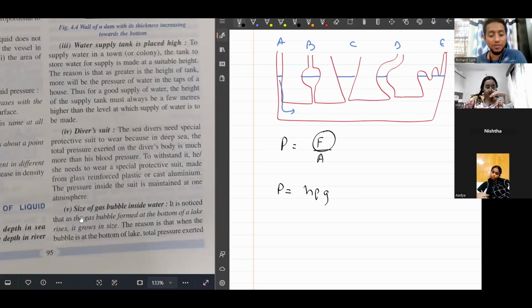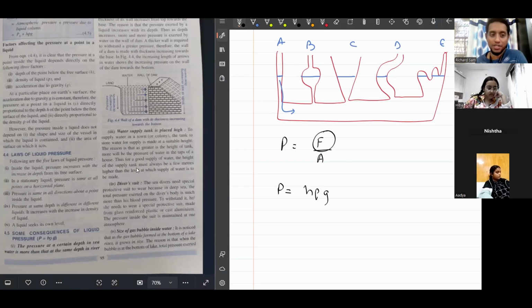All right, then size of a gas bubble inside water. Have you seen bubbles coming out of water when you're boiling water? The bubble is very small at the bottom. And as the bubble comes up, what happens to the size of the bubble? It increases, because there's lesser pressure on the top part of the water. The lower part of the water has high pressure, so the bubble is small. The bubble grows bigger as it comes up.